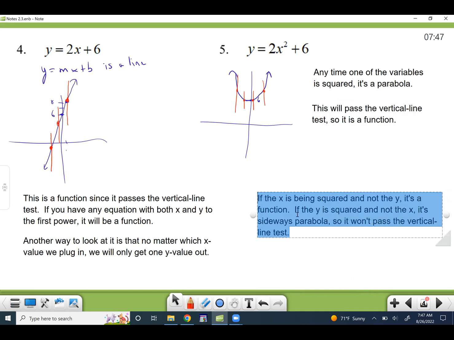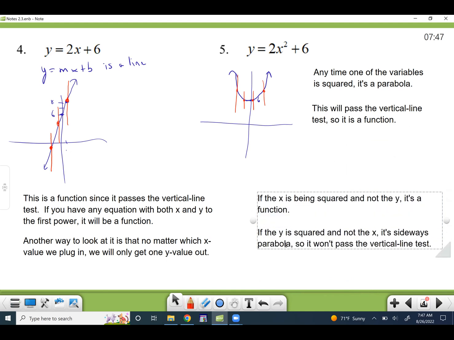Okay. If x is being squared and not the y, it's a function. Let's do this. If the y is squared and not the x, it's a sideways parabola, so it won't pass the vertical line test. Okay. And that's kind of what I showed you a second ago, right? Remember I gave you guys this example of 4 in for the x. Look at that. The y is being squared. That's a sideways parabola, you guys. That will not pass the vertical line test because it'll touch twice.